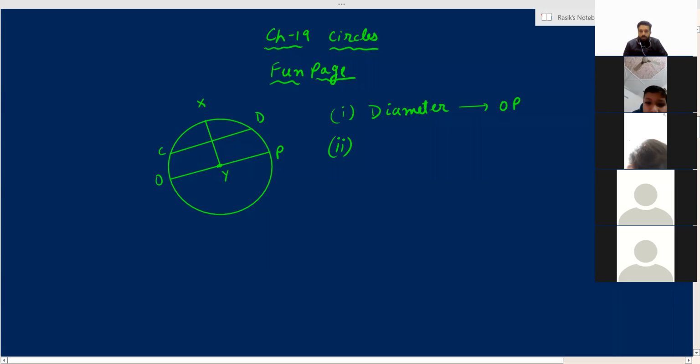Second part of the question. Name any one radius of the circle. One radius of the circle is OY or YP. Can we say XY is also a radius? Actually, there are three radii in the circle. XY is a radius. OY is also a radius. And YP is also a radius of the circle. The plural form of radius is radii. There are three radii in the circle: XY, OY and YP.